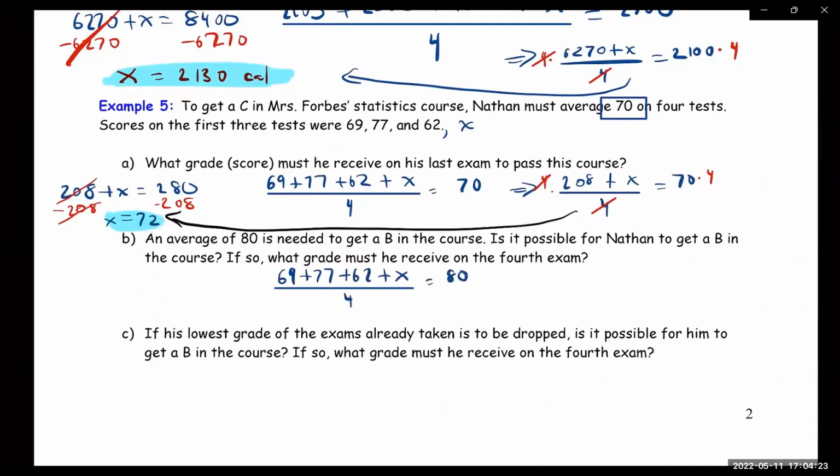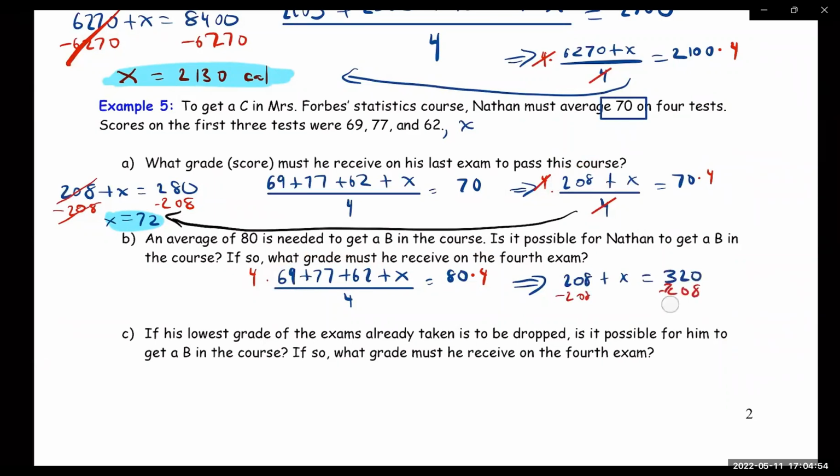And we want it to be equal to 80. So we multiply by 4. All right, we already know that this is going to be 208. It's the same thing. So it's going to be 208 again, plus X is going to equal 80 times 4, which is 320. All right, and now we have to subtract 208 from both sides.